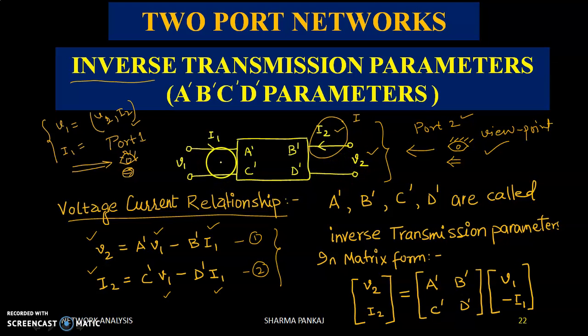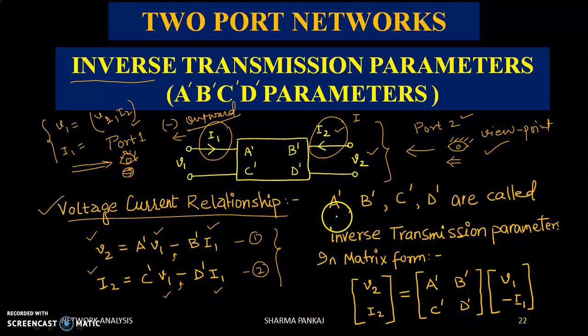Now, what will happen to this I1 in the inverse transmission parameter case? This I1 will become outward. So we will put minus sign wherever it is in the equation. See this. Minus sign is here. And the voltage current relationship is defined as V2 is equal to A' V1 minus B' I1. Similarly, from port number 2, I2 is equal to C' V1 minus D' I1.